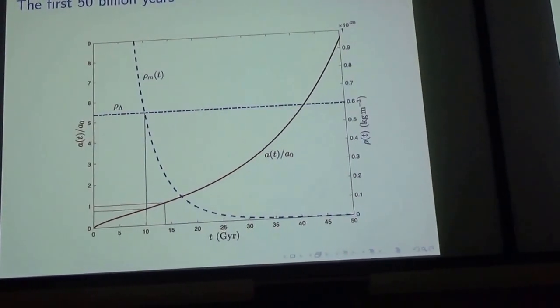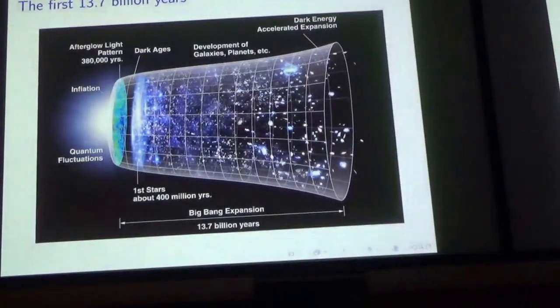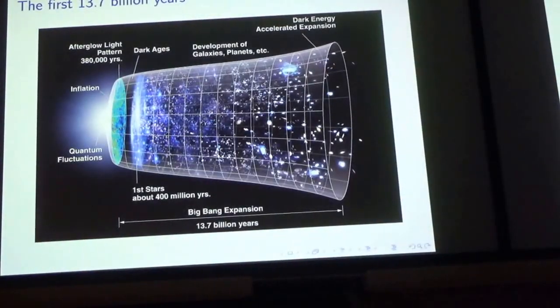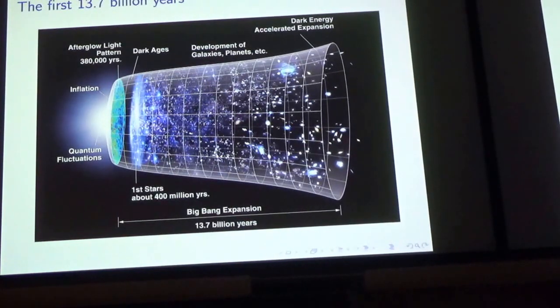I think I may have run out of, oh, no, that's a nice picture. This picture is a little older. And when this picture was made, they thought the universe was 13.7 billion years old. But they got the 380,000 right. So here, quantum fluctuations, inflation. Now, of course, inflation was much shorter than what we see on this picture. And there is the CMB.